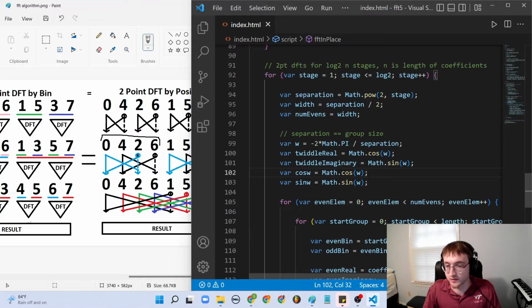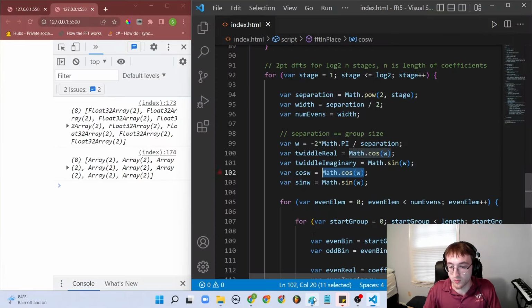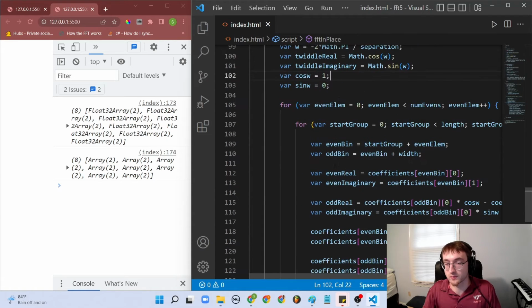Okay, so now you'll notice that we've done this twice. Well, what does this mean? Well, we know that we are always starting at 0, right? For all of these calculations, we always start at 0. So what does that mean? That means that we know the cosine and sine we're going to start with. So we know the cosine of 0 is 1 and the sine of 0 is 0. Okay, so that's great.